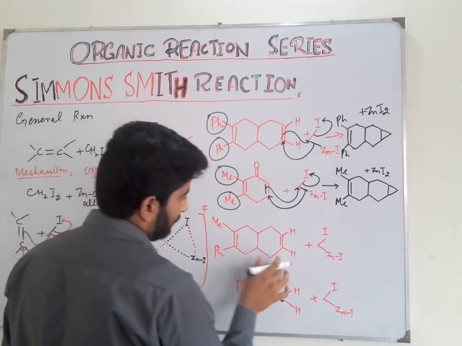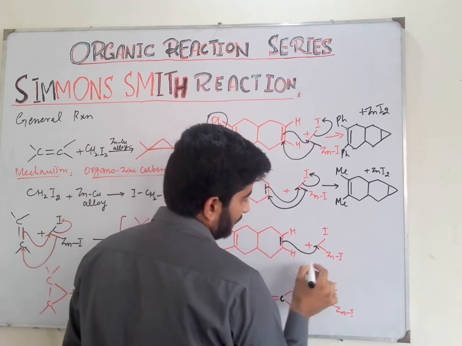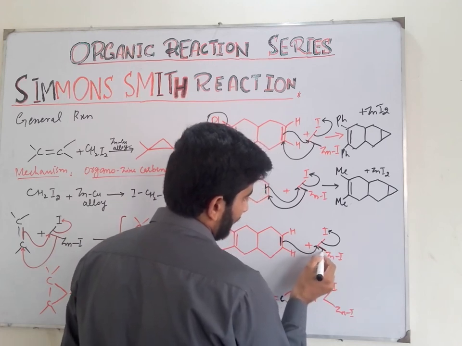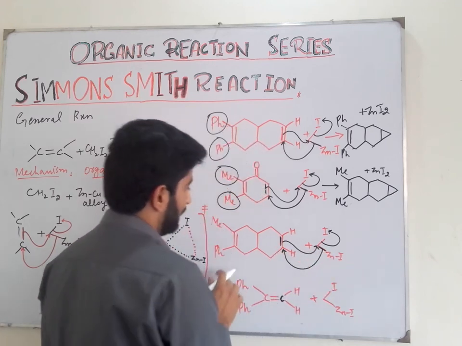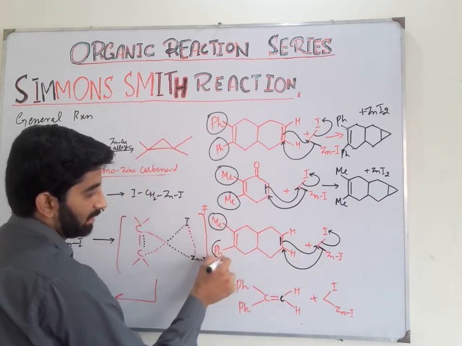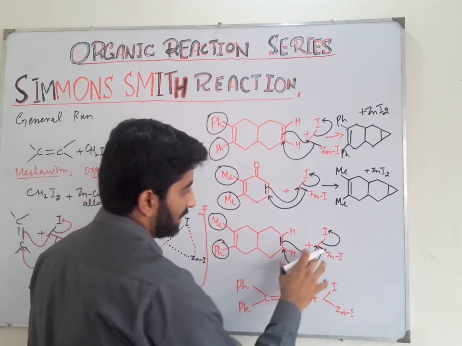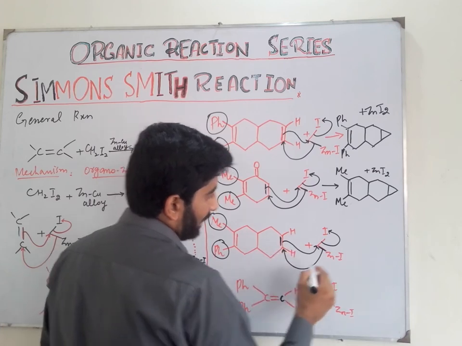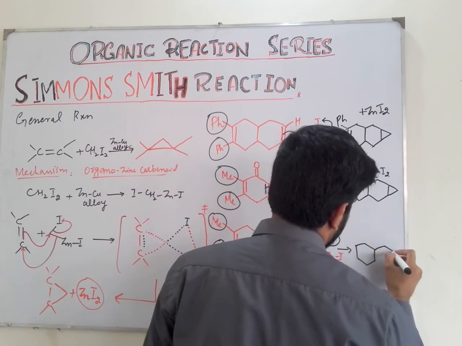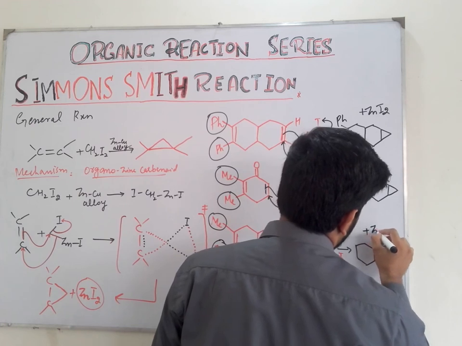In the next example, these pi electrons attack on this electrophilic center. Iodide leaves the carbon, and these electrons attack on this electrophilic center. These electrons do not attack on this center because there are bulky groups present. Due to the steric repulsion between these bulky groups, steric hindrance generates. That's why the electrons attack on this center, and there is formation of cyclopropane derivative and zinc iodide.